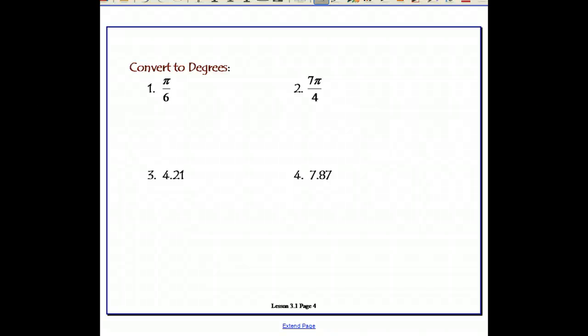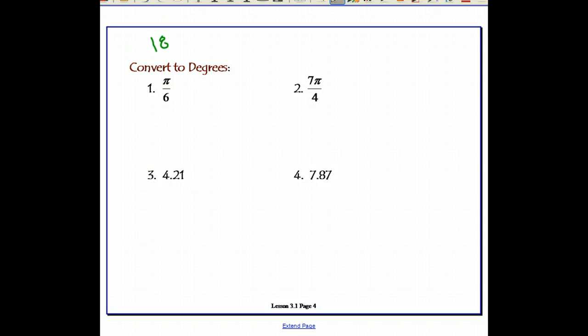All right, so here's lesson 3.1. This is part 2 of it. And as I mentioned, we're going to go back now and convert the other way. If I gave you a radian measure, could you convert that to degrees? Before we do that, though, there's one fact I should have mentioned in the first video, and I forgot all about it. And the question is, how big is 1 radian?